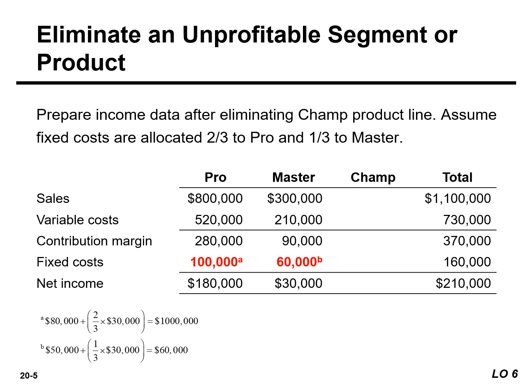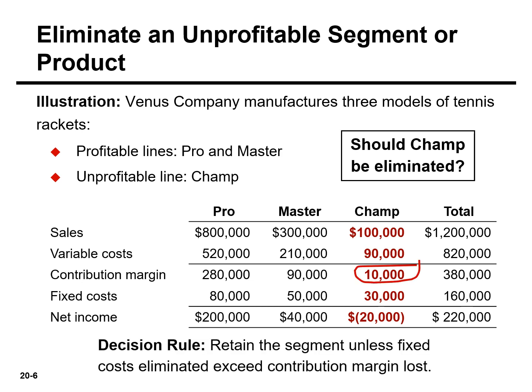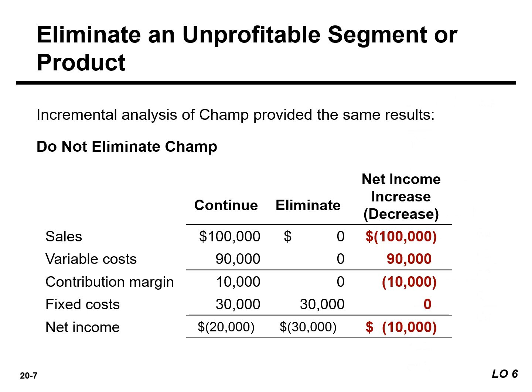The revised income statement is as follows, and you can see that total net income will actually decrease by $10,000. The loss in net income is attributable to the Champ line's contribution margin of $10,000 that will not be realized if the segment is discontinued. The decision rule is retain the segment unless fixed costs eliminated exceed contribution margin lost. This result is also obtained in the following incremental analysis of the Champ rackets.